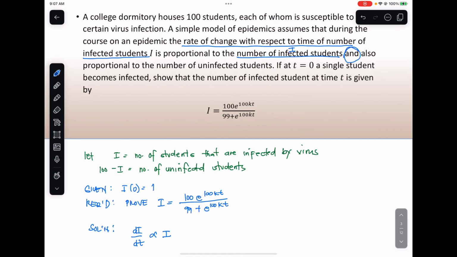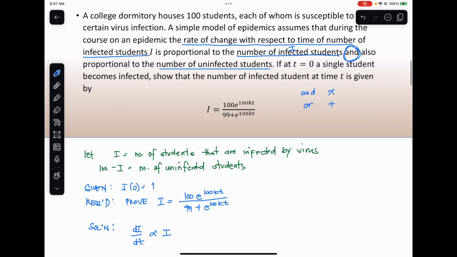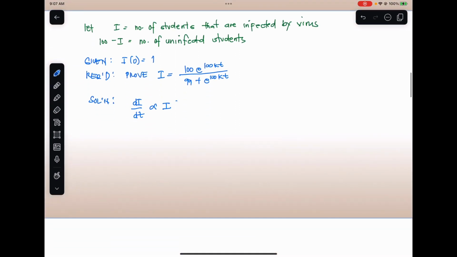And when we say and, that is multiplication. If it is or, it will be plus. So and is multiplication, and if it is or, it will be a sum. It is proportional to the number of infected students and also proportional to the number of uninfected students. So what are the uninfected students? That would be 100 minus I. So this is our variation.